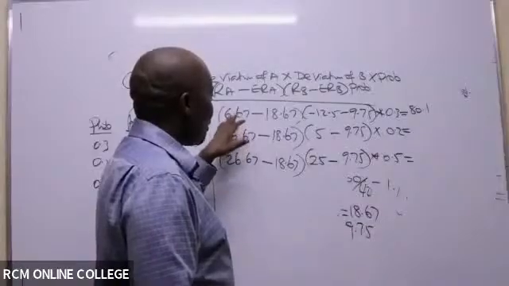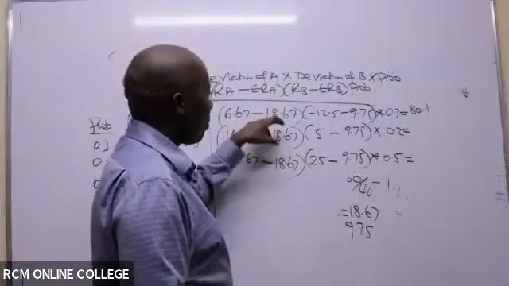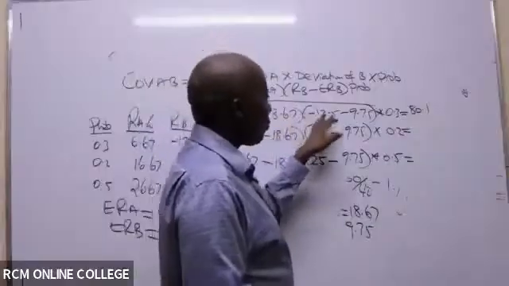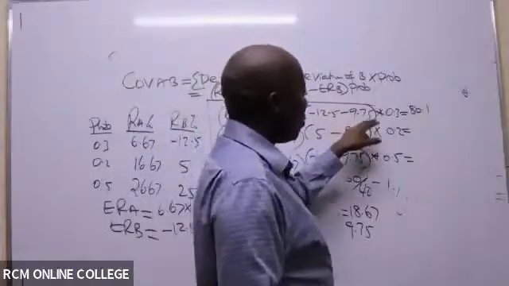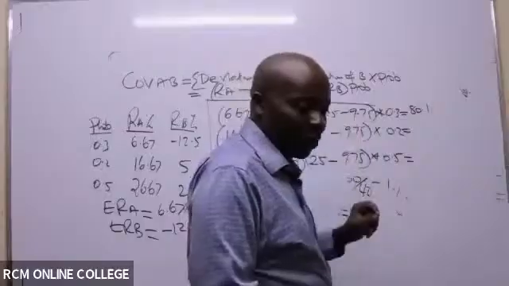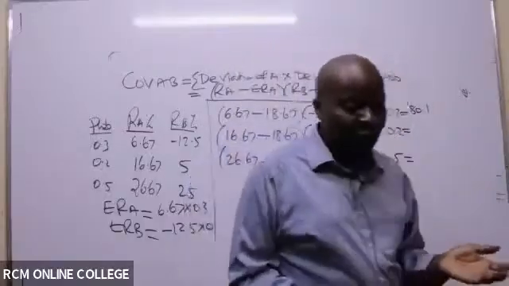Open bracket 6.67 minus 18.67, you close, times open bracket minus 12.5 minus 9.75, you close, times 0.3, and then you say equals. I will wait until Aisha tells me she has got that 80.1.